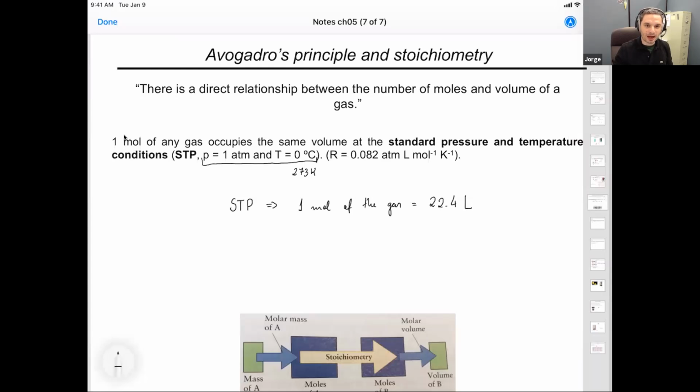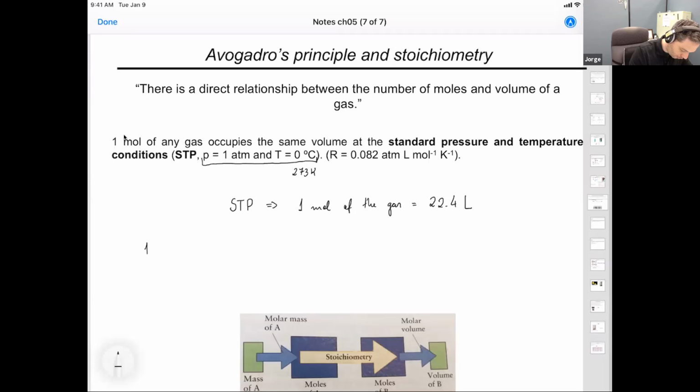And that's the Avogadro's principle for the ideal gas. 1 mole of any gas will occupy 22.4 liters if the pressure is 1 atmosphere and the temperature is 273 Kelvin. So therefore, we add one more layer of our conversion factor.